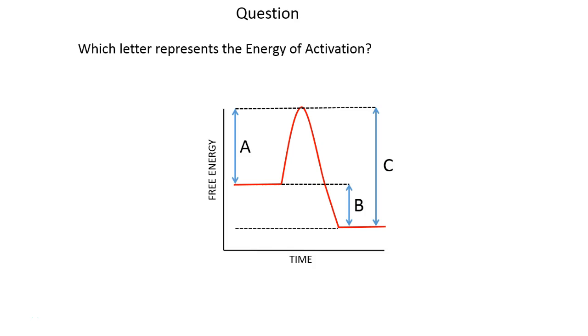The energy of activation, also known as delta G double dagger, is represented here by A, the amount of energy to get from the reactants to the peak of the graph. We don't name C in this course. B is representing delta G itself, the change in free energy. That's the difference in energy between the products and the reactants.